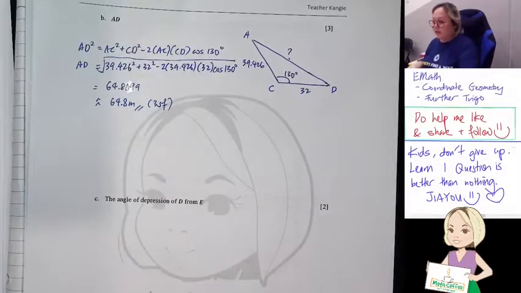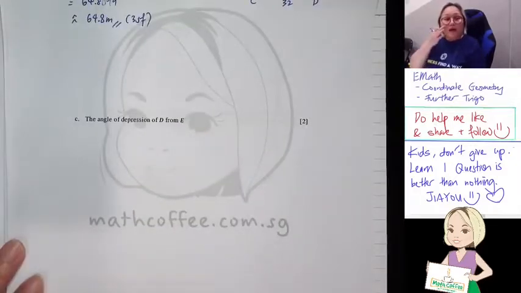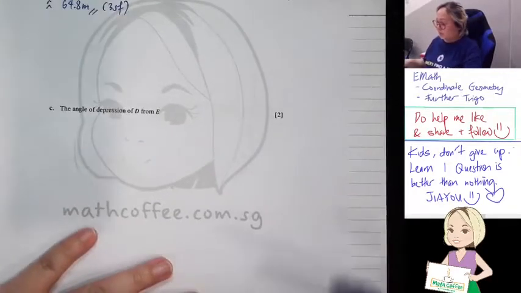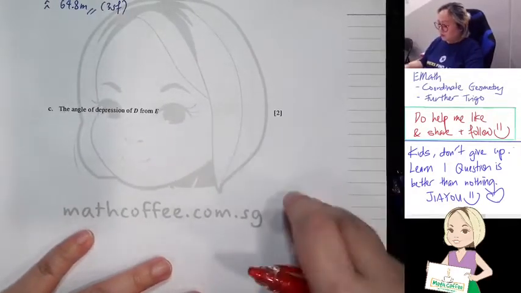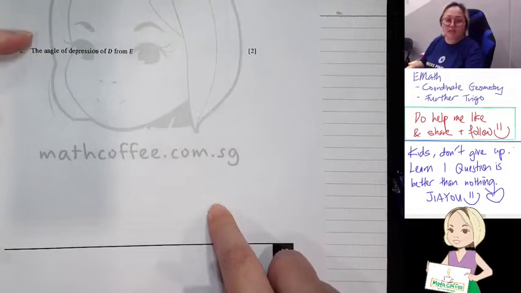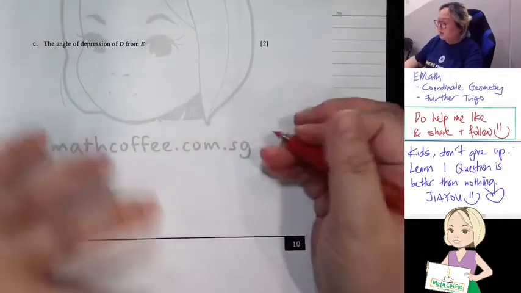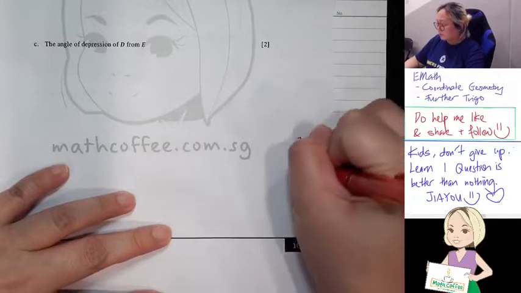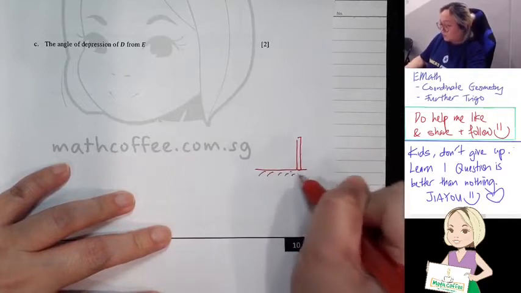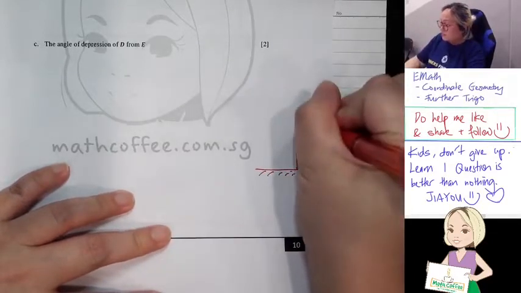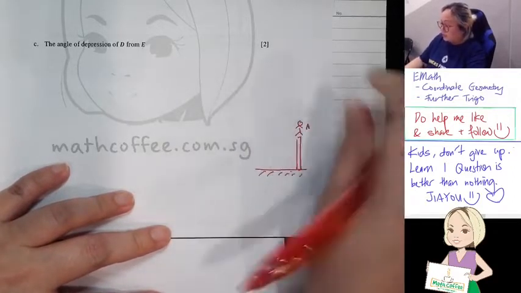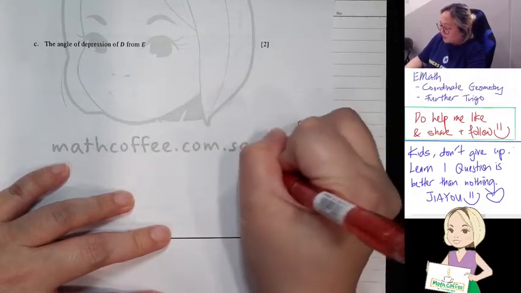They ask angle of depression. So let me talk about elevation and depression. I will write in red color, because it's information only. So let's say I have a building. So this is the floor. Let's say you are standing right here. So this is person A. Another person here, this is person B.